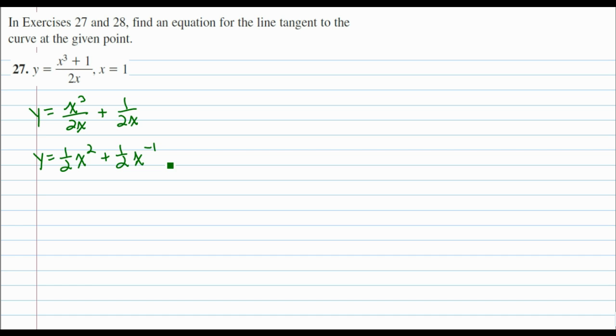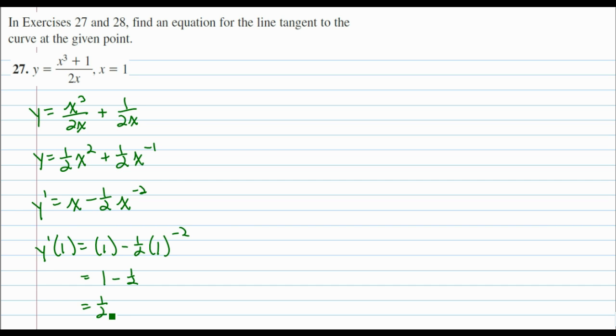And now I get to use the power rule to find the derivative. So y prime equals 2 times 1/2, which is 1. X to the 2 minus 1 is 1, so I don't even need to write that. Now we have negative 1 times 1/2, so it's going to be minus 1/2. And then x is now going to have a power of negative 2 because I subtracted 1 from negative 1. I'm looking for the slope of the tangent at x equals 1. So y prime of 1 is 1/2. So the slope of the tangent is 1/2.